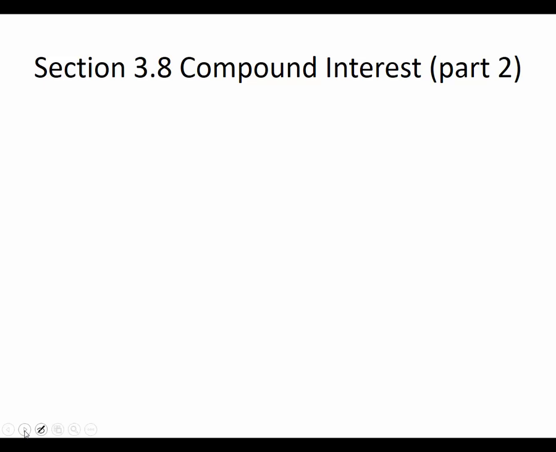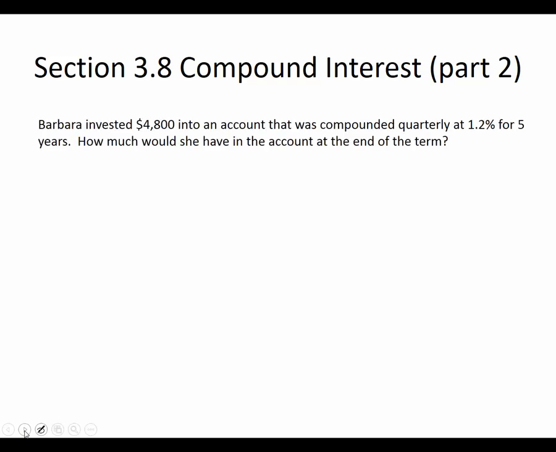It's just one extra step you have to do. So we have Barbara, who's investing $4,800 into an account that is compounded quarterly at 1.2% for 5 years. And we want to know how much she's going to have in the account at the end of the term.